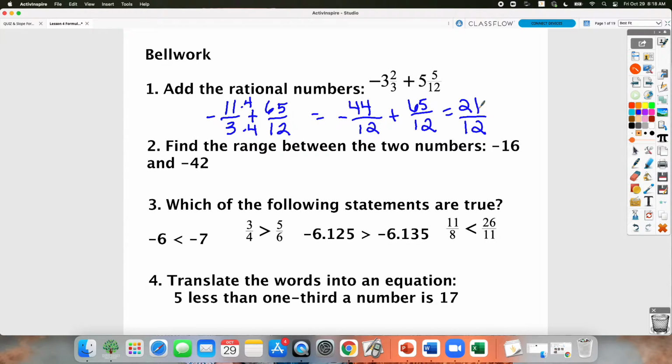And then since we started out with mixed numbers, we want to change it back to a mixed number at the end. So how many times will 12 go into 21? Once, with how many remaining? 9. So 1 9/12, but then I think that 9/12 can simplify. What would it become? 3/4. Yeah. So 1 3/4 would be our final answer for number one.